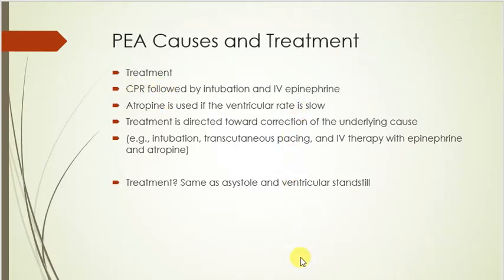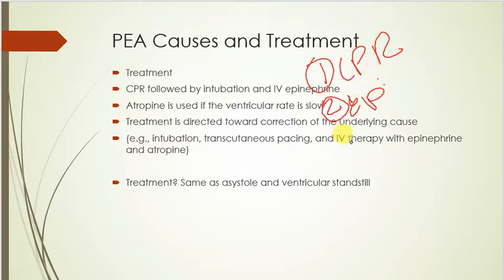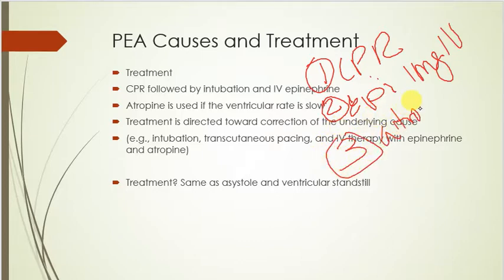So it's going to be CPR first, right? So you're going to do CPR. Then somebody is going to give them epi, 1 milligram IV, and then atropine, using 0.5 to 1 milligram IV. Epi, atropine, CPR. Okay.